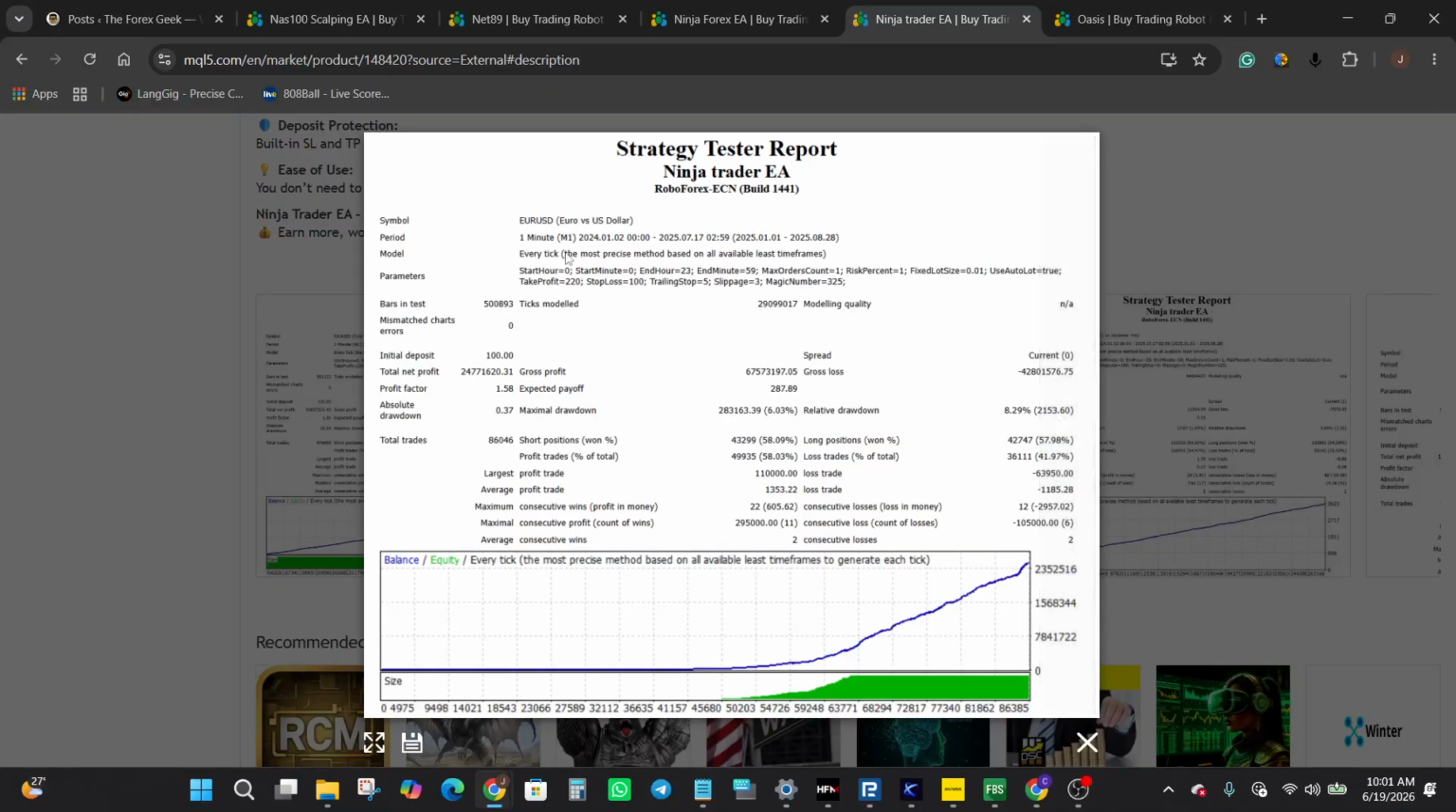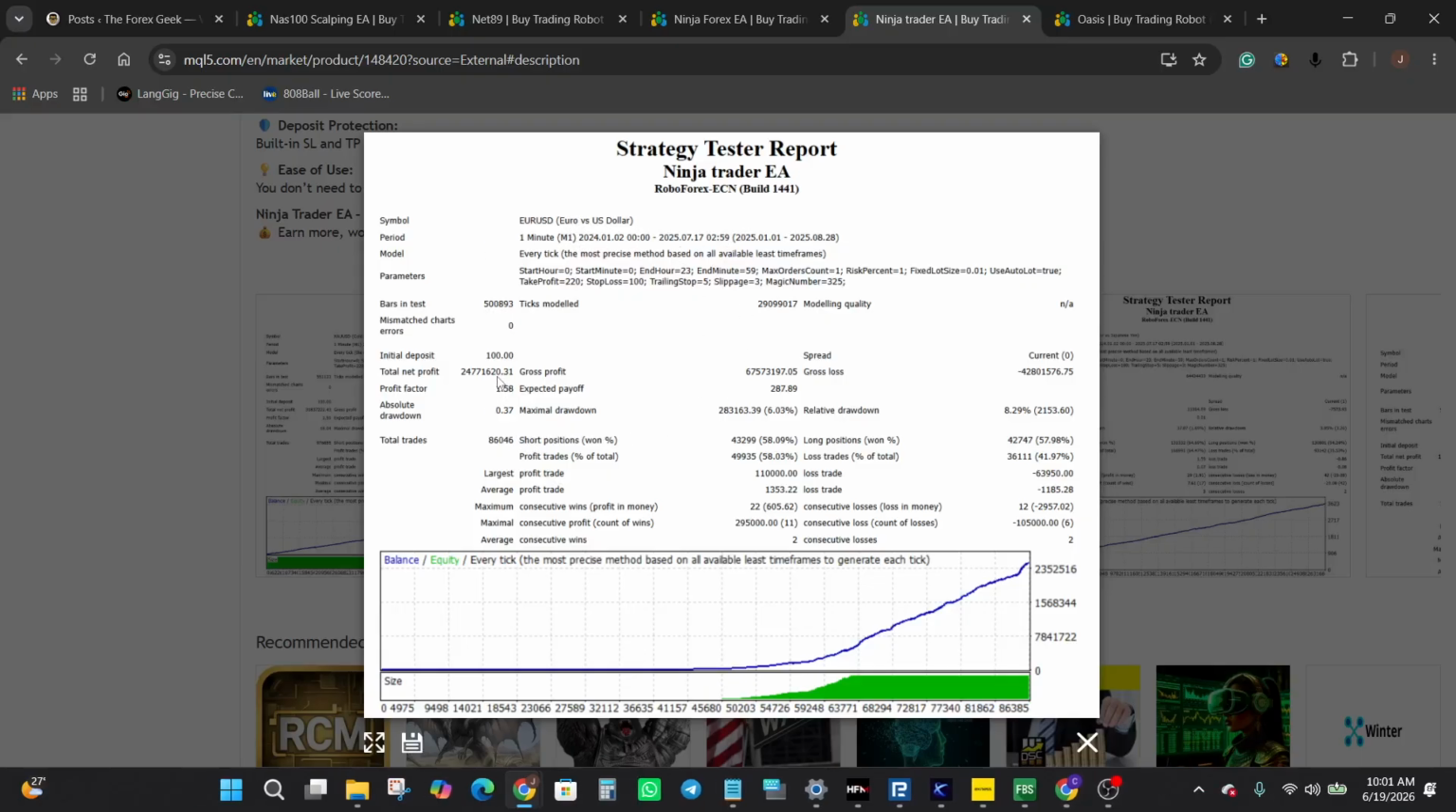Okay, and here this was Euro USD symbol. The EA tested on Euro USD, same 1 minute time frame. In this case, we had over $24.7 million profit, and total trades taken were 86,046. And here we have 58.03% win rate.